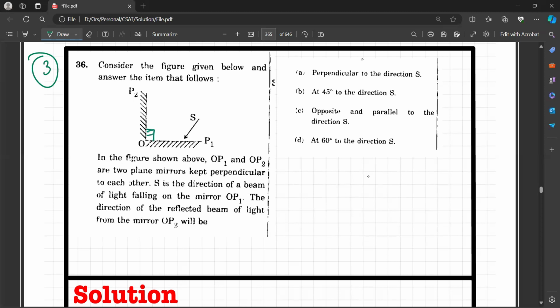The mirrors are perpendicular to each other. S is the direction of a beam of light falling on the mirror OP1, that's the plane mirror, and we need the direction of the reflected beam of light from the mirror OP2.